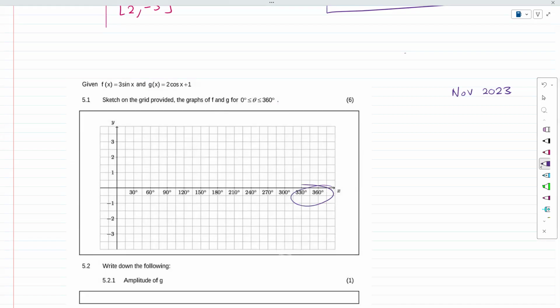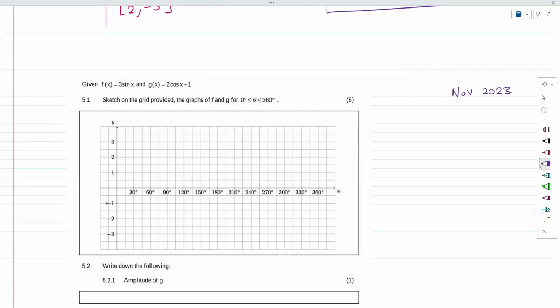The step is 30. They gave us both graphs. You can sketch both at the same time, or you can sketch them separately. Let's go and do it. I think I'll do this one. We're going to go mode, and we're going to go table.